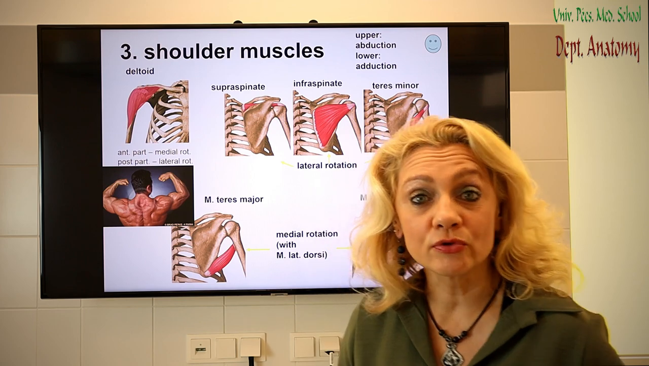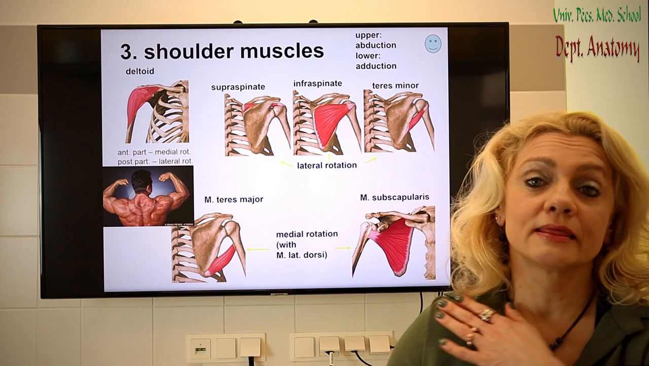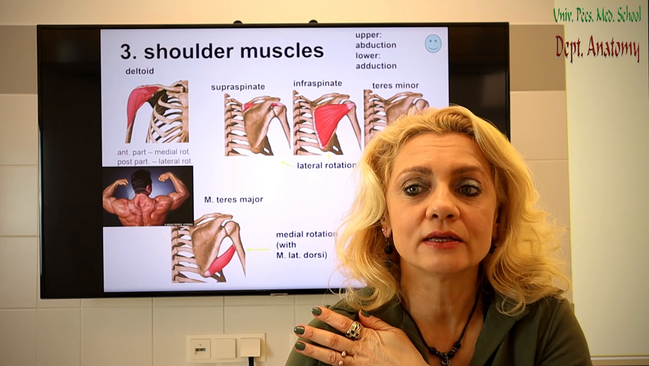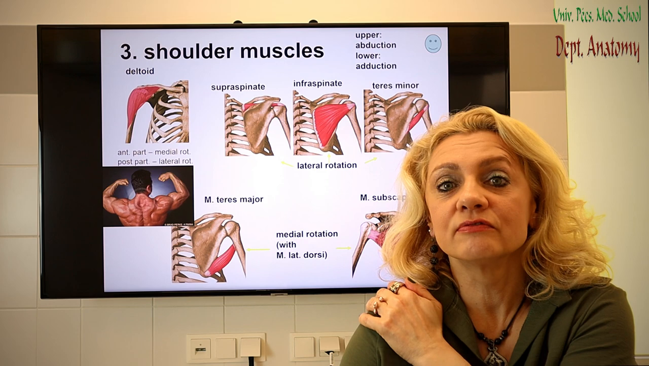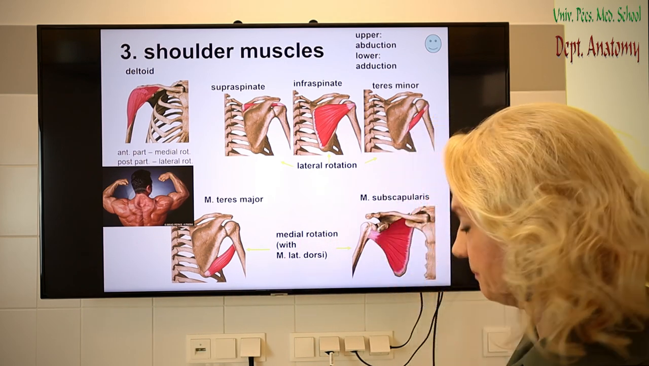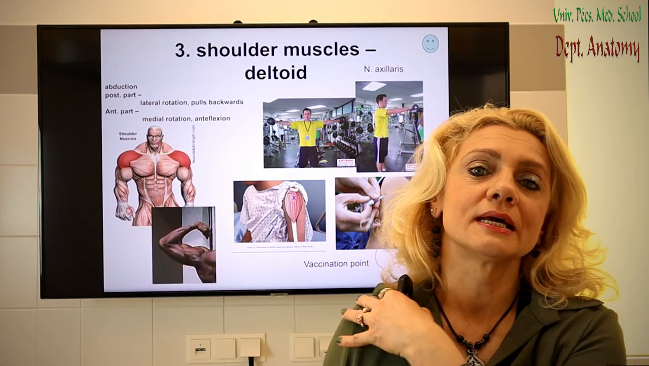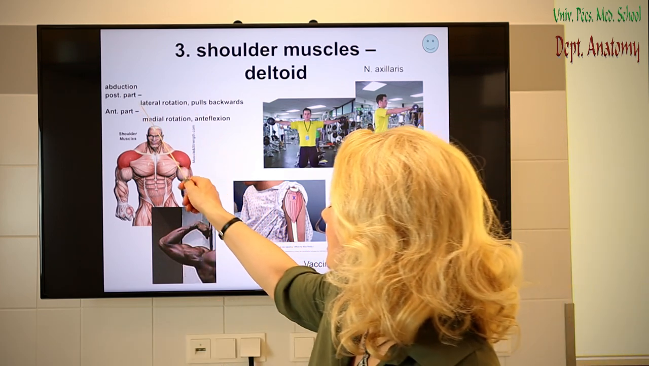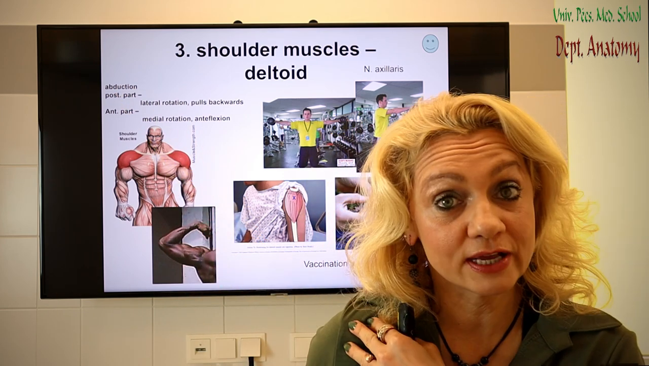Deltoid does both because we have a muscle with anterior and posterior parts. The anterior part does medial rotation, posterior part does lateral rotation. Again, this is something you can feel on your own shoulder. You put your hand here and you can feel how your muscle moves and you will remember much better. So the deltoid muscle, as the whole muscle, does abduction to 90 degrees only. And the posterior part, as I already said, does lateral rotation, but also does retroflexion.